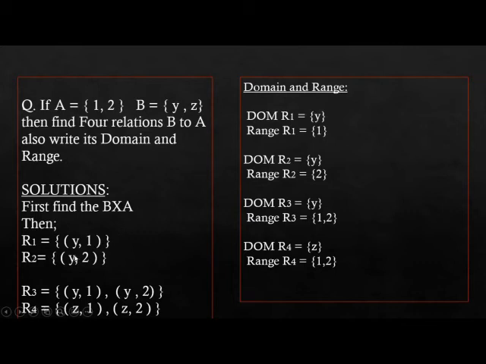Then the domain of R2 is y, and the range of R2 is 2. Then the domain of R3 is y, because both ordered pairs contain the same first component. So you can write it only one time. You don't have to repeat it, because we can't repeat any element in a set. Then the range is 1 and 2, so you can write both the elements. Then the domain of R4 is z, and the range is 1 and 2.